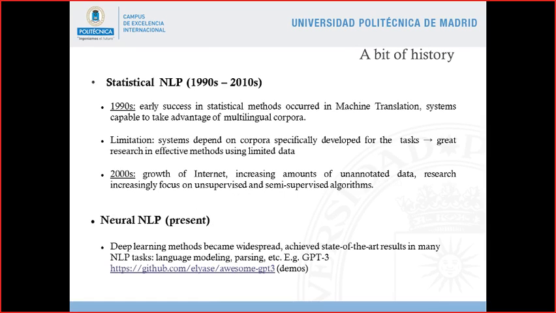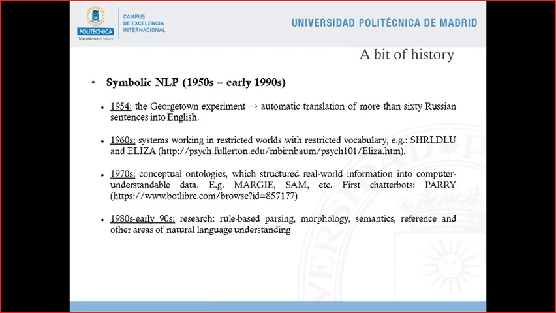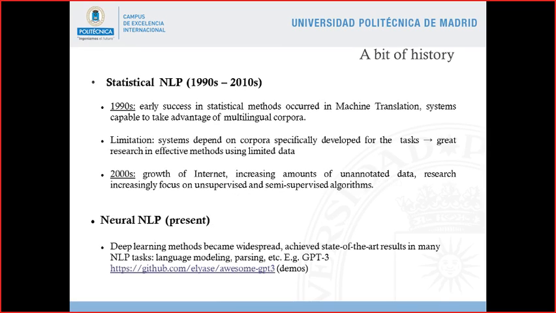So the second stage of natural language processing came with the 90s and the first decade of the 21st century. In the 90s, we have success with statistical methods in machine translation. If you think about the Georgetown experiment, where the researchers thought that in three years machine translation would be solved, here in the 90s it's an interesting field too, and nowadays machine translation is still an open field.